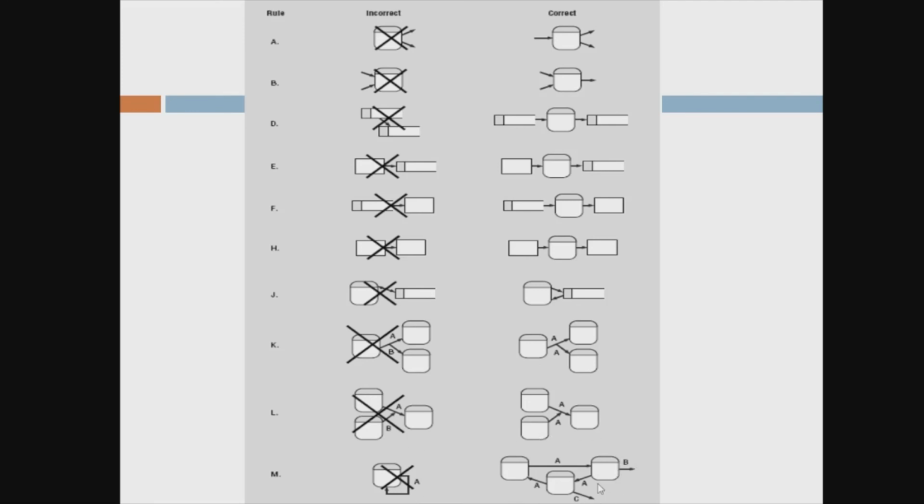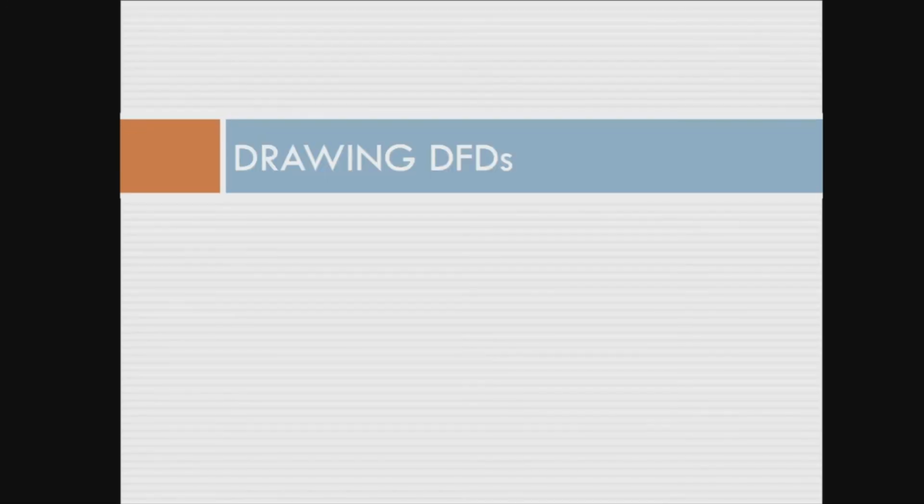So these are several things that you need to remember when you want to draw your own DFD diagram based on your own system later on. In the next video we will learn how to draw the DFD step by step, from the general part until the details, more specific to your system. So that's all for the first video.